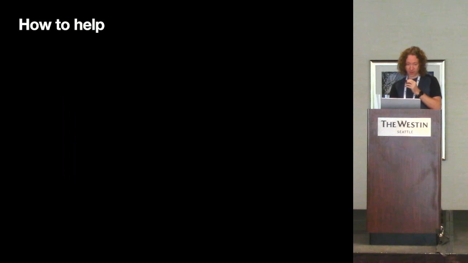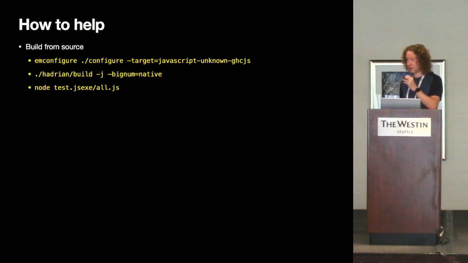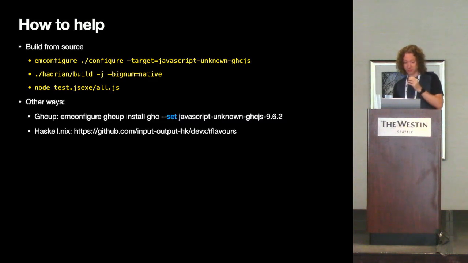So if you want to help, it's nowadays very easy to install. This used to be a hard or uncomfortable question, but these three lines are enough. You need Emscripten. After you configure your GHC, you can build it with Hadrian, and then you can use Node.js just to test the generated JavaScript. You can also use ghcup and Haskell.nix. Haskell.nix is useful for CI. There are a few more steps to activate the right testing repositories, but it's really quite easy to install.